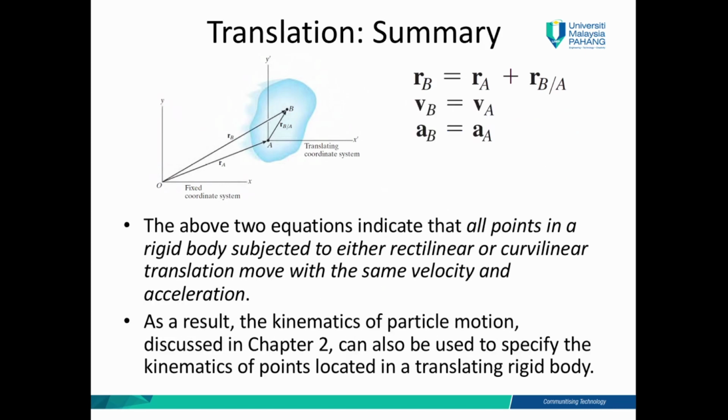As a summary, all points on a rigid body moving in a rectilinear or curvilinear translation will have the same velocity and acceleration, meaning you can treat this as a particle. You can just pick any particle on the rigid body and then use what you learned in chapter 2, the kinematics. All your equations there you can apply if the rigid body is only moving in a rectilinear or curvilinear translation.